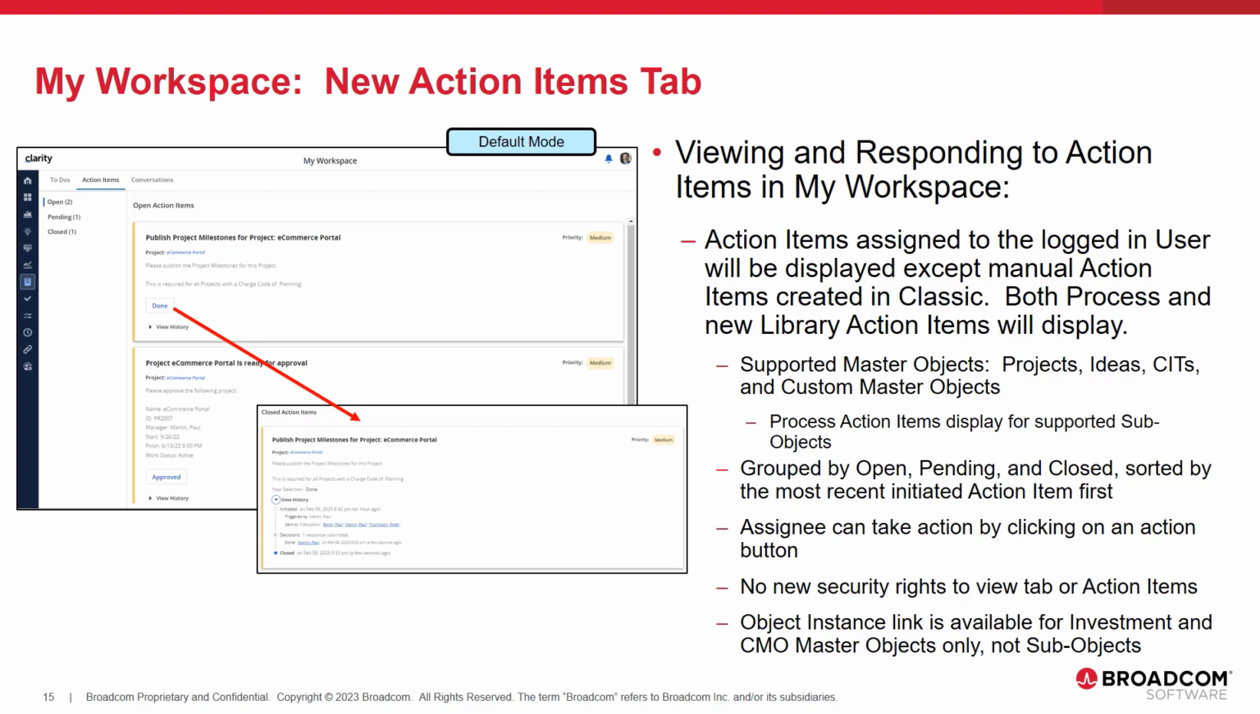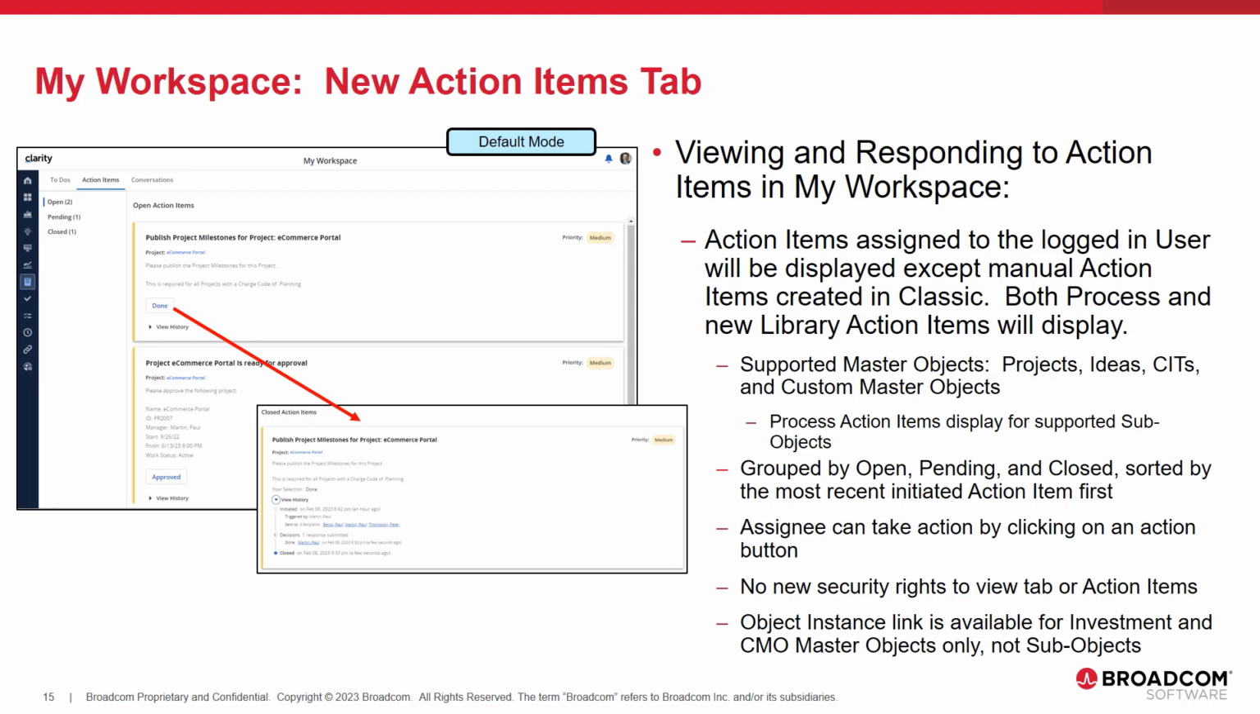In My Workspace, the action items that will appear here are for the supported master objects of investments, projects, ideas, CITs, and you'll also see action items for custom master objects. You'll also see process action items for supported sub-objects. The action items on this page are grouped by three main categories: open, pending, and closed, and it has a count for each one of those groupings.